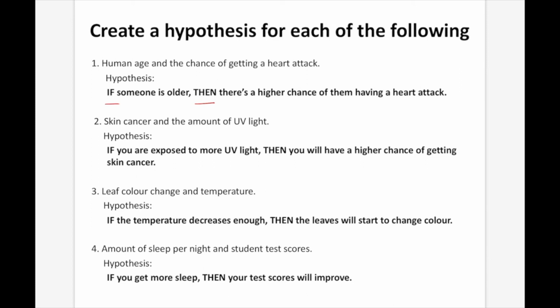So in this test, we would look at older people, and we would see if they have a higher chance of getting heart attack. If this was our hypothesis, we'd be proven right if older people got more heart attacks, and we'd be proven wrong if older people did not get more heart attacks.